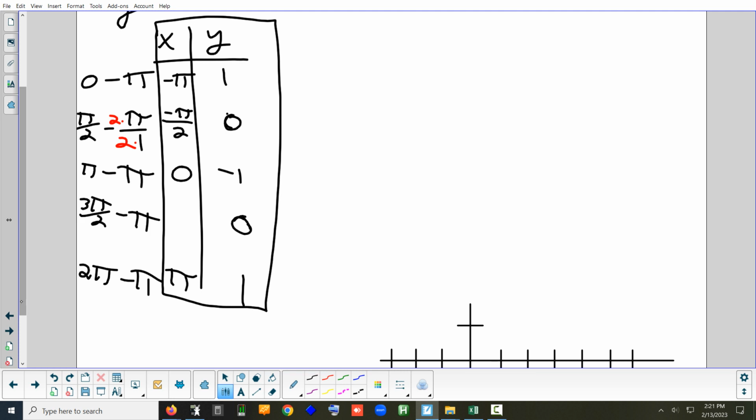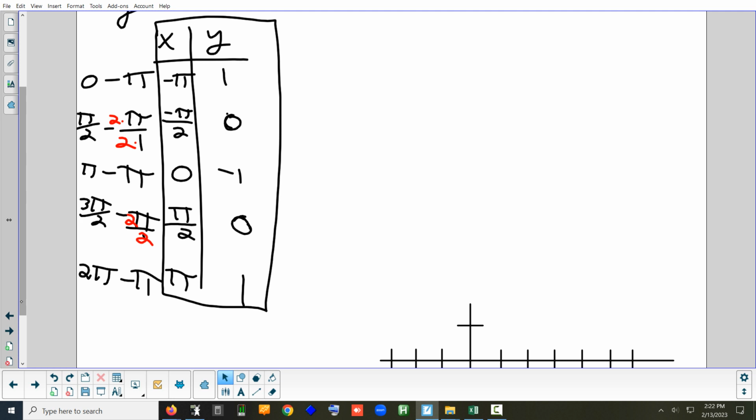Okay, same idea with this one. Make it a 1, but then multiply the bottom by 2, multiply the top by 2. What's 3 pi over 2 take away 2 pi over 2? That's pi over 2. There's your table.